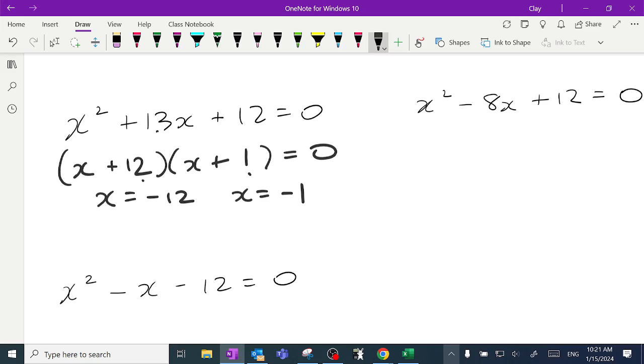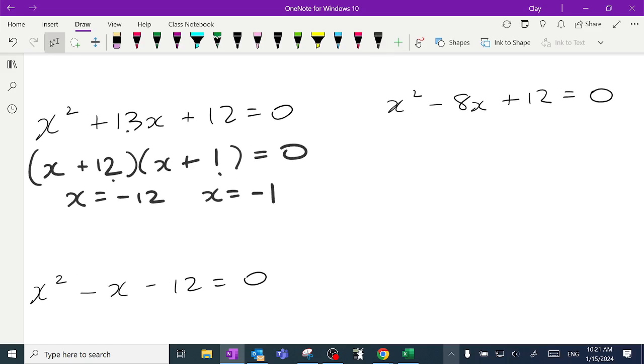I seem to like the number 12 today. We got all kinds of examples with the 12. Look at that one. x squared minus 8x plus 12. Let's think about that one for a sec.